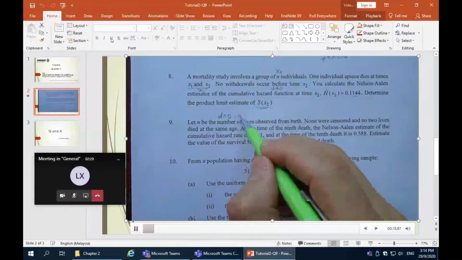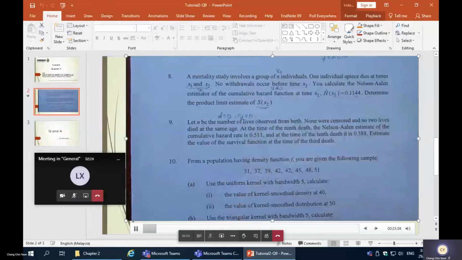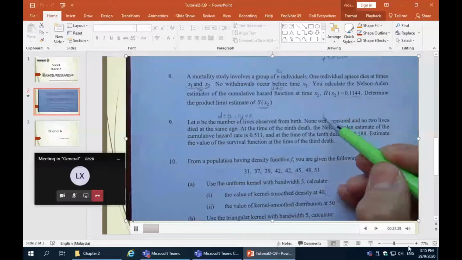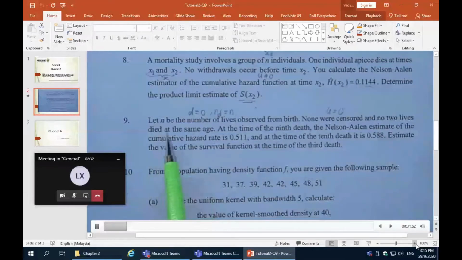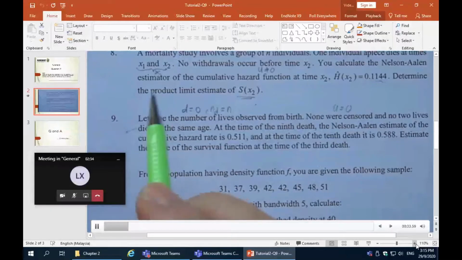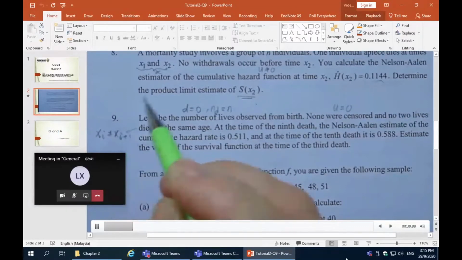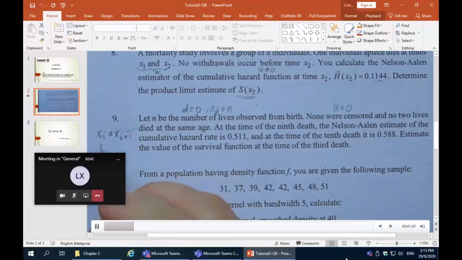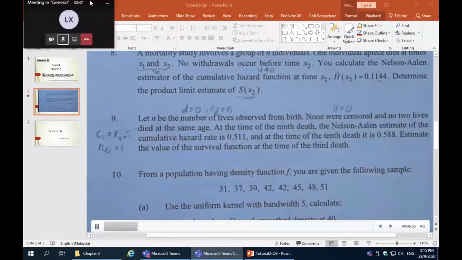So the frequency of this is n. None were censored, that means there's no censored value, and no two lives die at the same age. So it means that all the uncensored values are distinct, or we say that the number of this uncensored value is 1.